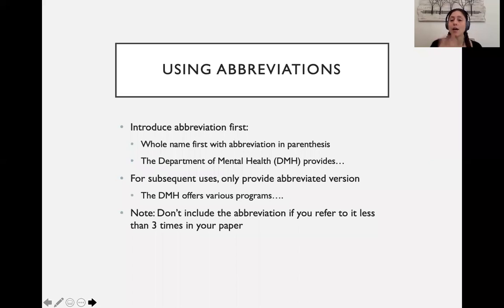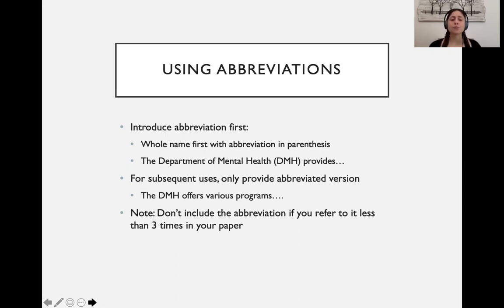So we'll start with abbreviations. When you're using abbreviations, such as abbreviating Department of Mental Health as DMH, you need to introduce the full word and the abbreviation first. So you'll write the whole name first and then provide the abbreviation in parentheses. So you have an example there, the Department of Mental Health, and then parentheses DMH provides and so on. And then any other time you're going to use Department of Mental Health, you would only use DMH. So you would never go back to using Department of Mental Health fully written out.